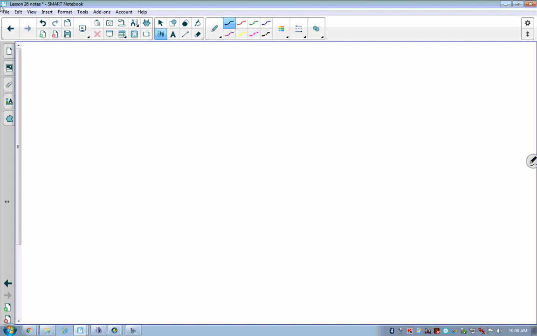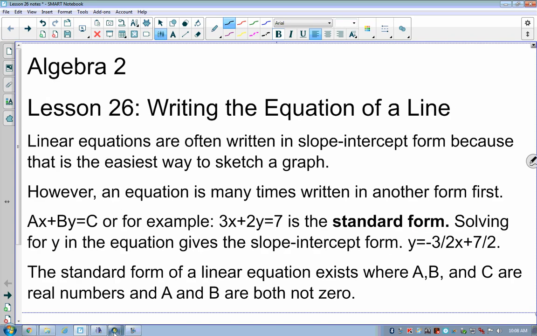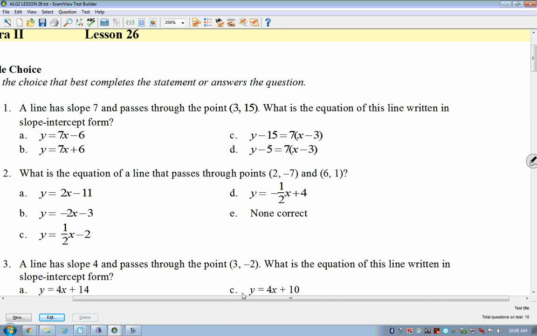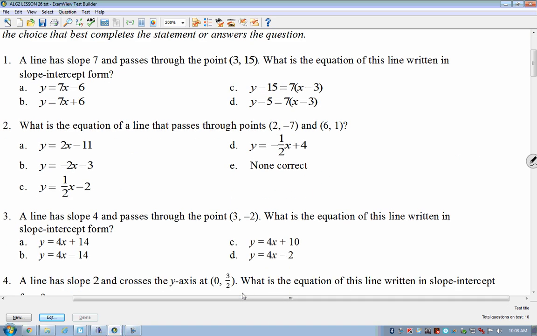All right, so let's take that back to the beginning here, and let's see if we can answer some questions. A line has a slope of 7. It passes through (3, 15). We want to know the equation of the line written in slope-intercept form. So first we'll use our y minus y1 equals m times x minus x1. Okay, so this is x1, this is y1.